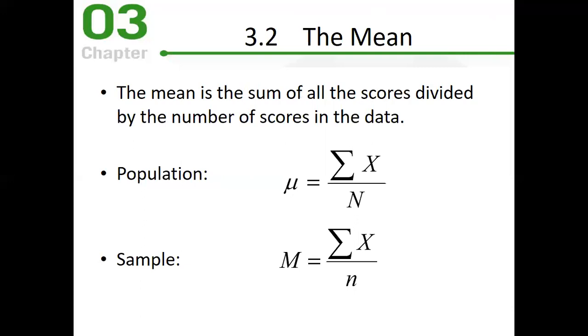There will be formulas later on in the course that differ for population and samples. But basically, we sum up all of the raw scores and we divide by the number of scores in the data. This is the summation sign. It means add everything up that comes after it. These formulas are found on the formula sheet.